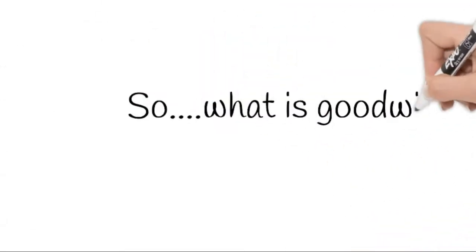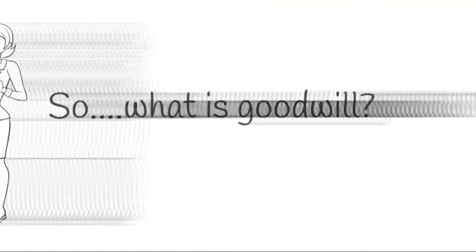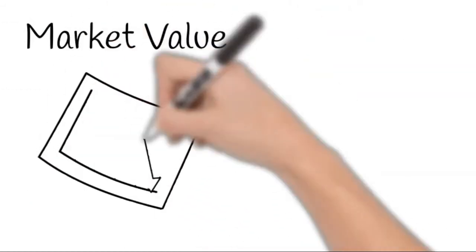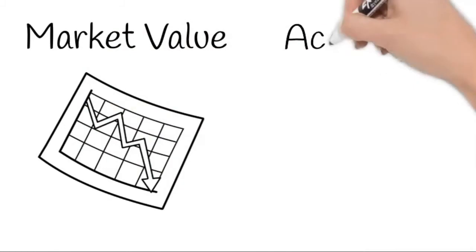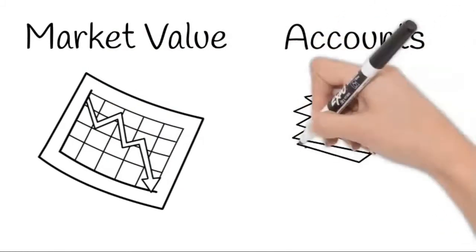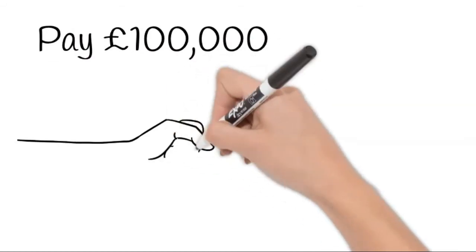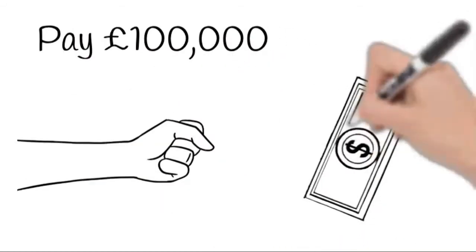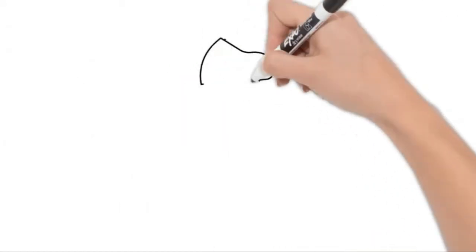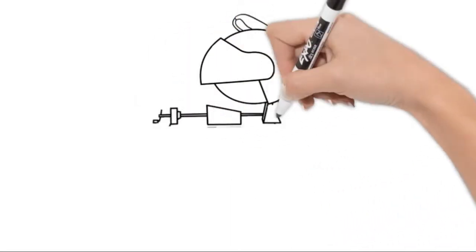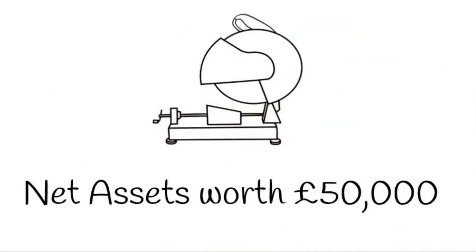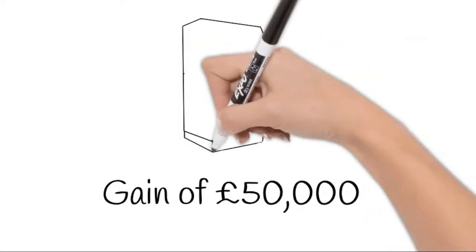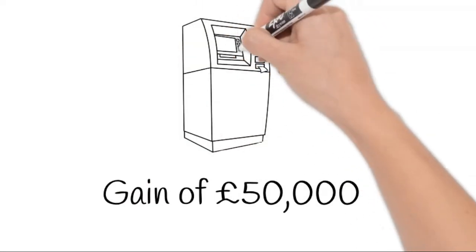So what is goodwill then? Goodwill is simply an accounting term for the difference between the market value of a business and the value of the assets and liabilities within a business. This is also known as its net value. For instance, if an individual pays £100,000 to buy another company, but the value of that company's assets and liabilities is only £50,000, then the goodwill is the difference, i.e. £100,000 minus £50,000, which gives you £50,000.